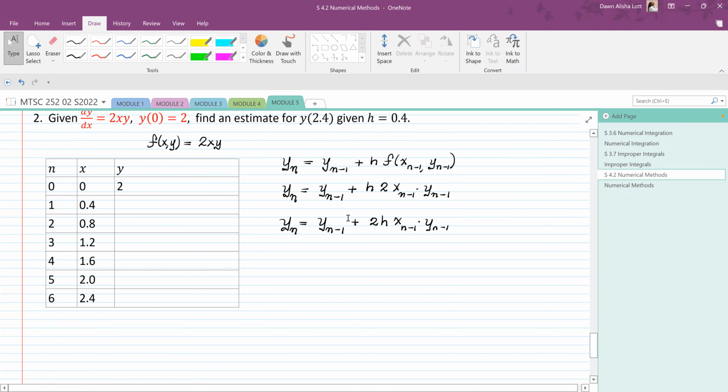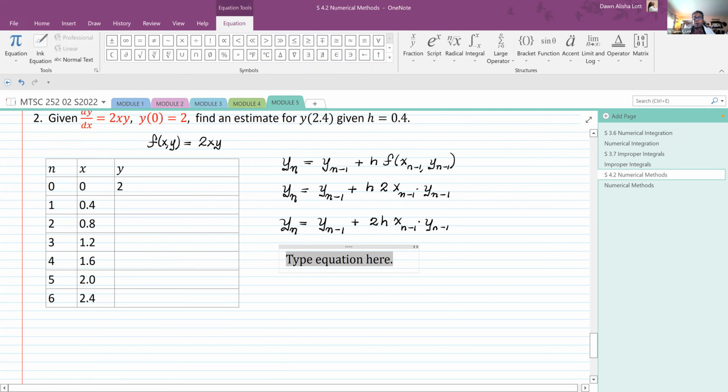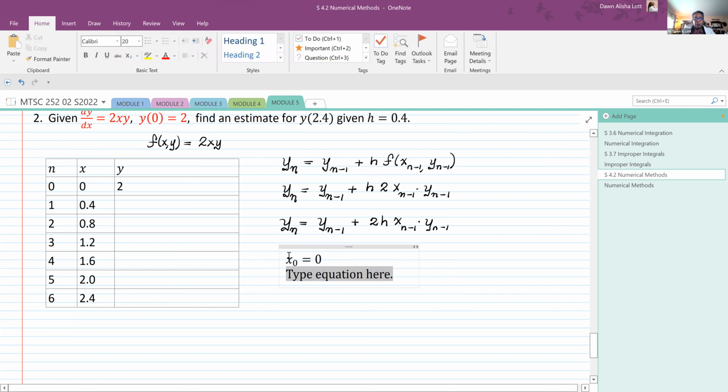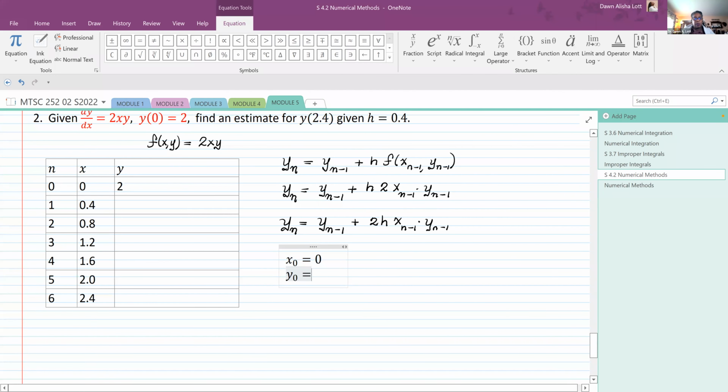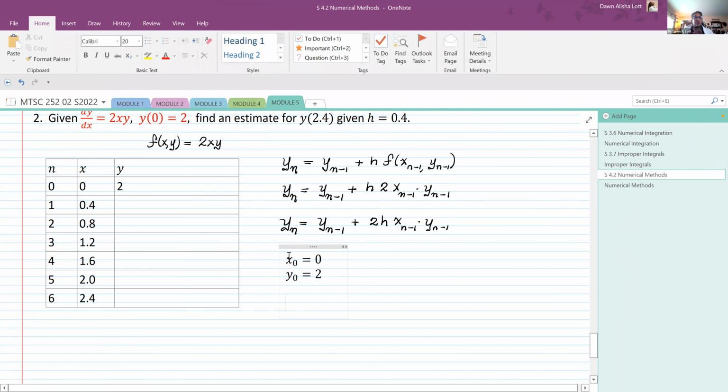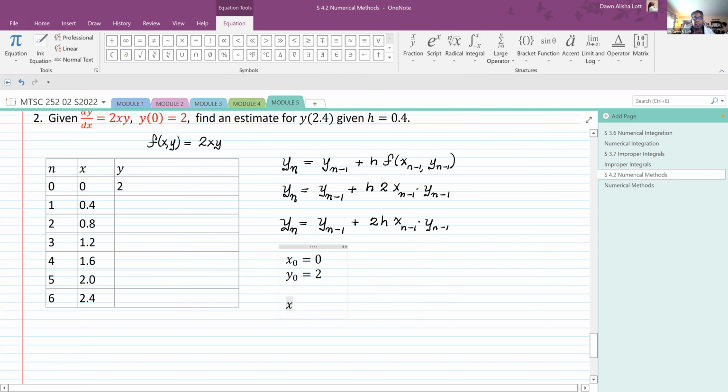All right, here we go. We're going to start off with x naught is 0, y naught is 2. Now, does x naught always have to be 0? Absolutely not. It can be something else. I just happened to have x naught be 0 for both of these problems. It could be anything that they want to start the problem out as. Okay, so now x1, well, that's 0.4. I can see that from my chart.